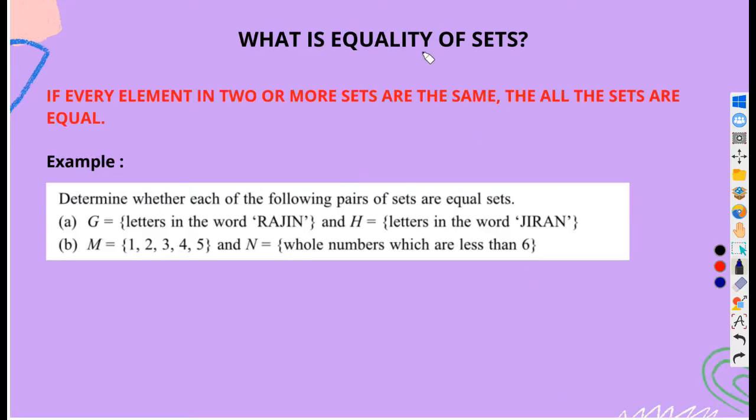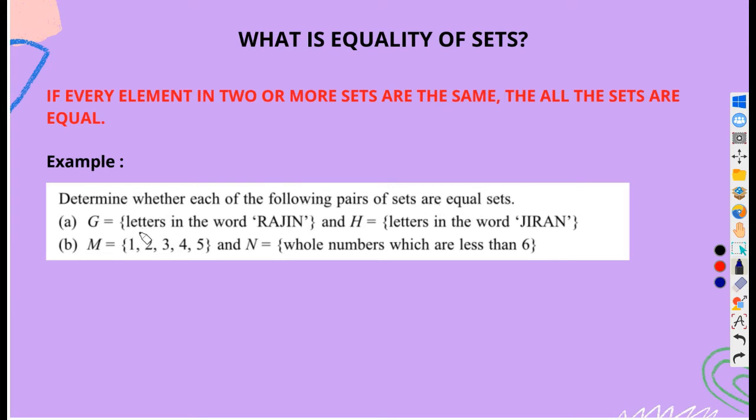Next, what is the equality of sets? If every element in two or more sets is the same, then all the sets are equal. Let's say we have two sets here and the elements in the sets are the same, so the sets are equal. Now we see the example here. Determine whether each of the following pairs of sets are equal sets.